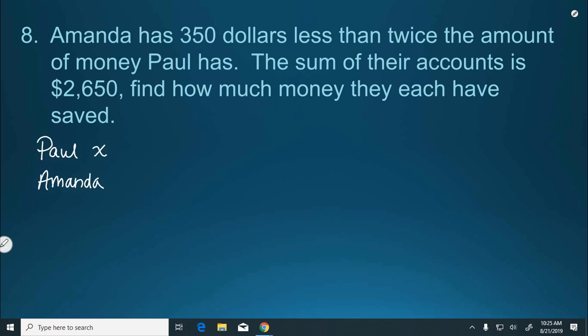So we know that Amanda has $350 less than twice the amount Paul has. That's like saying 350 less than twice X. It says less than, so we have to reverse it. So that's going to be 2X minus 350. Now we know the sum of their accounts is 2,650. So we are going to do X plus 2X minus 350 equals 2,650.